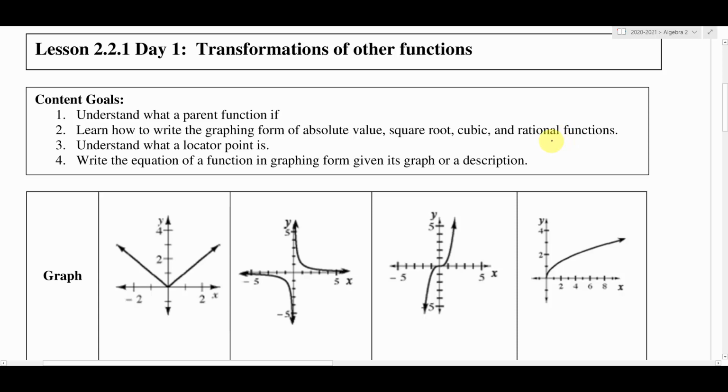So the entire last 2 weeks we have spent learning about transformations of quadratics, specifically graphs that make parabolas. And now we're going to be looking at other types of functions and other shapes of graphs.